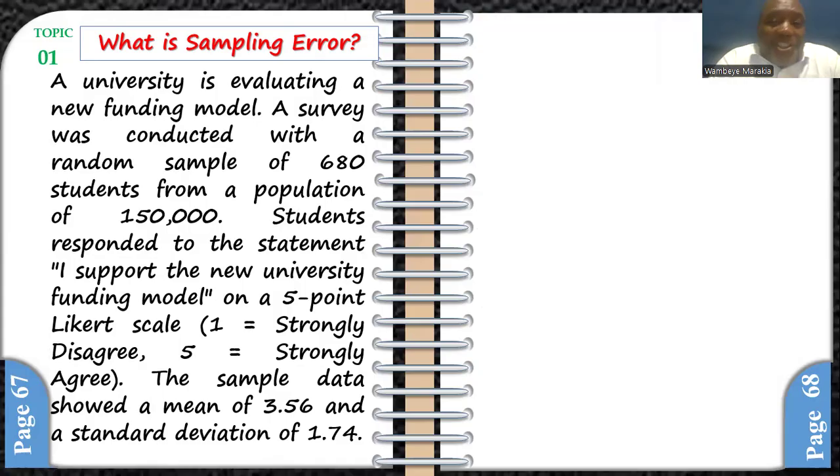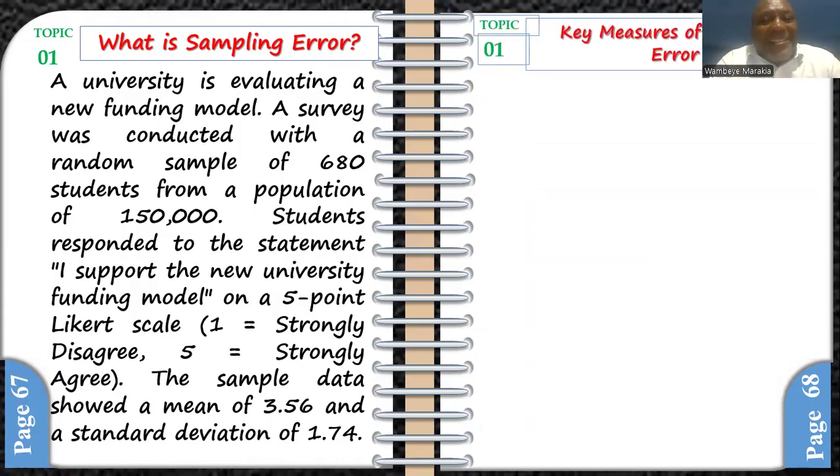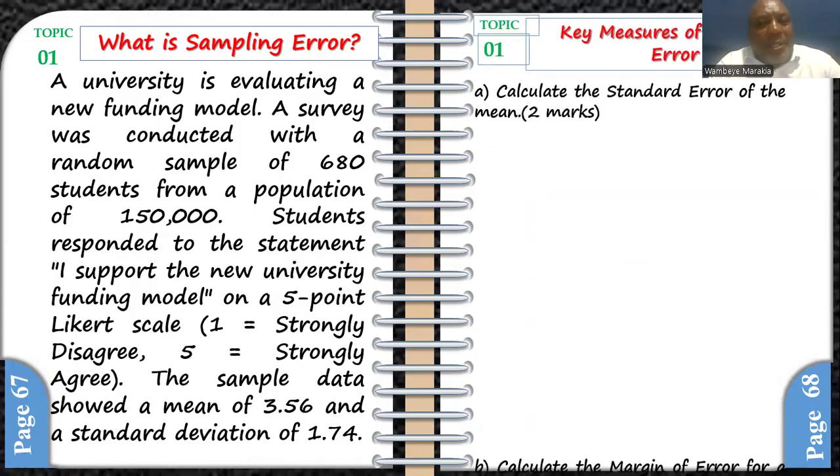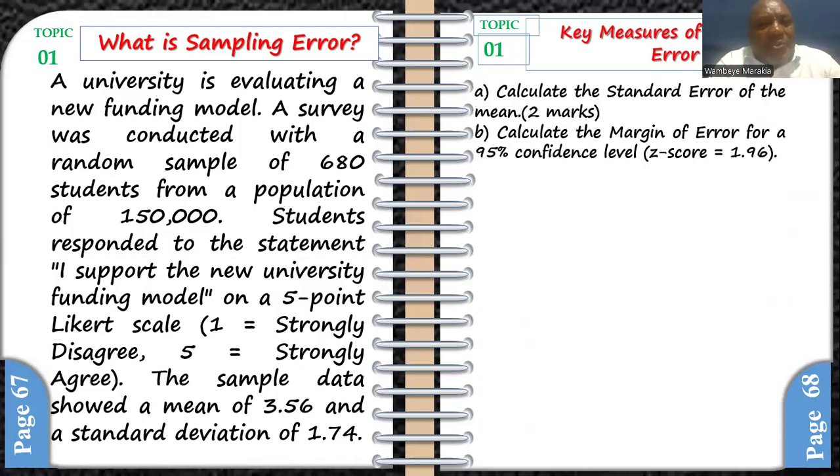Now, I have a question for us to attempt. A university is evaluating a new funding model. A survey was conducted with a random sample of 608 students from a population of 150 students. Students responded to the statement, I support the new university funding model, on a 5-point Likert scale. 1 equals strongly disagree, and 5 strongly agree.